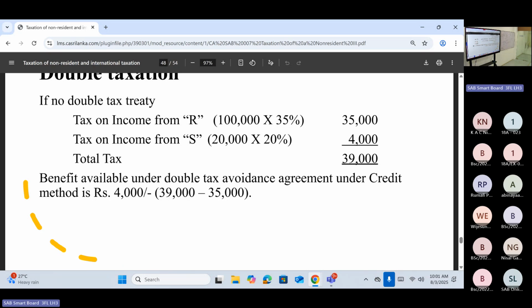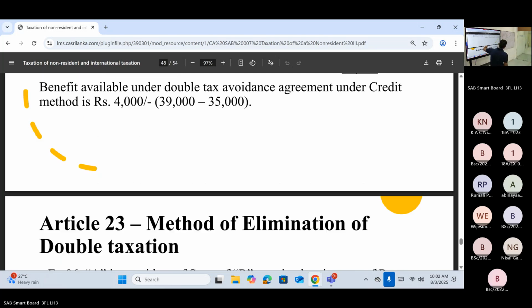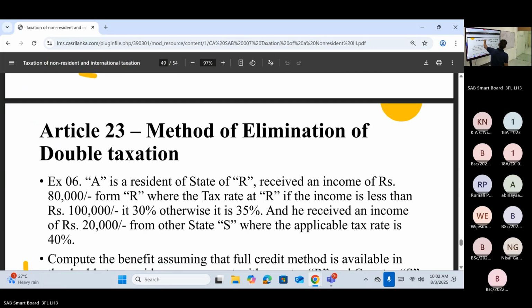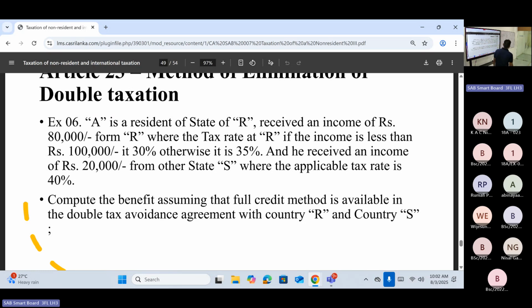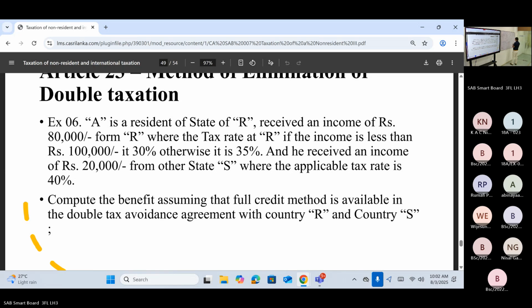We are a source country. The tax rate increases, so assume the source country tax rate is 40%.